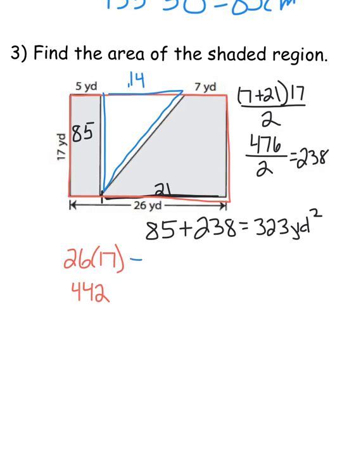So I would have to subtract the base of the triangle, which is 14, times the height of the triangle, which is 17, divided by 2. So if I do 14 times 17, that gives me 238. And I'm going to divide that by 2. So that's 119. And now I'll do 442 minus 119. And I get my 323 yards squared. So that's a couple different ways that you can look at number 3.